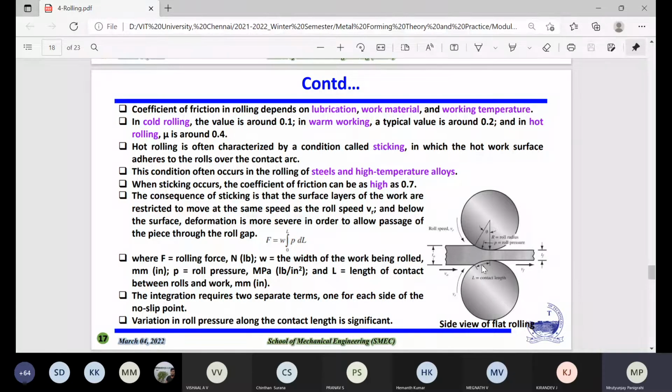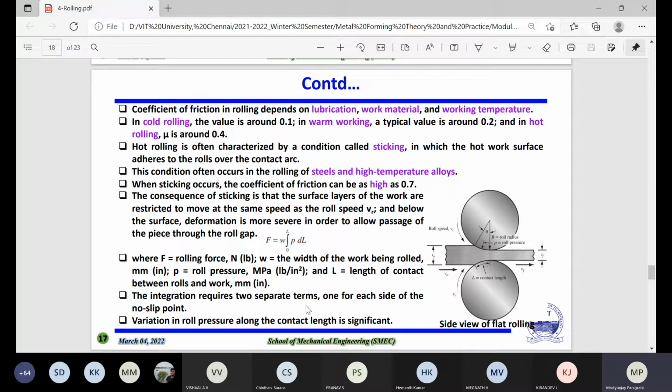So you now have three things. One is L0, the initial length, LF is the final length, and L is the contact length from here to here. This is drawn on a curved line, but you have to take this length parallel, from here to here, as a horizontal line. So this length is known as the contact length.